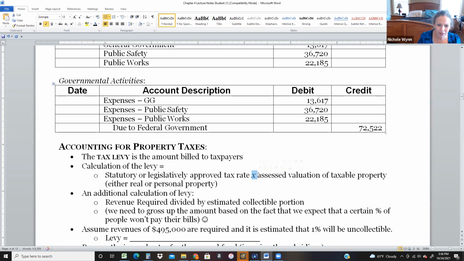Basically, if you need a certain amount of money to work with, you have to realize that some people won't pay. So you need to gross up the number so that you bring in enough money to actually be able to pay your bills.